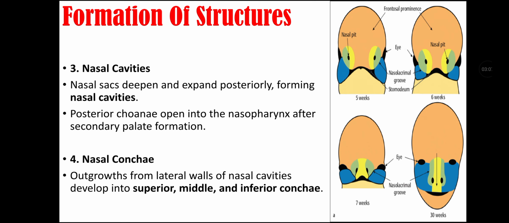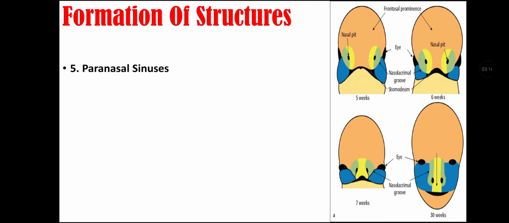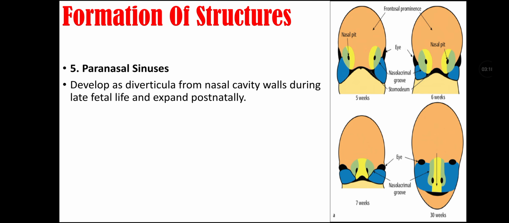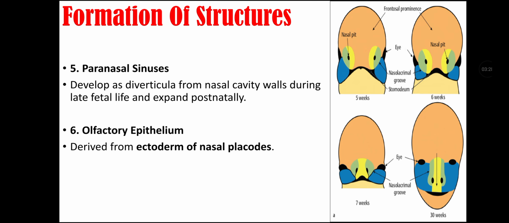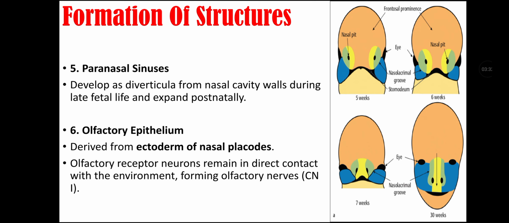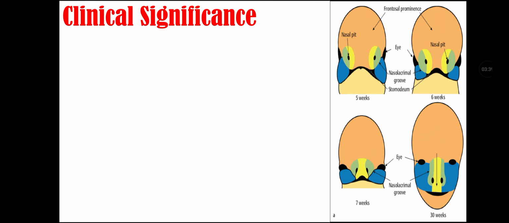Then there are nasal conchae that are outgrowth from the lateral wall of nasal cavity that develop into superior concha, middle concha and inferior concha. Then there are paranasal sinuses that develop as diverticula from nasal cavity walls during late fetal life and expand postnatally. Then there is olfactory epithelium that is derived from ectoderm of nasal placodes, and olfactory receptor neurons remain in direct contact with the environment, thus forming the olfactory nerves, that is first cranial nerve.